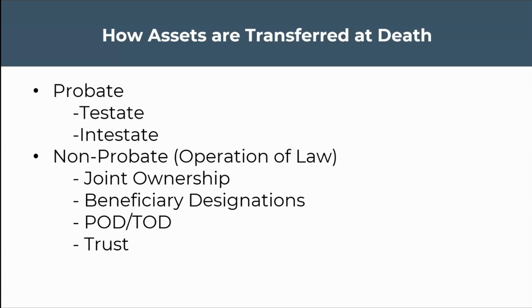So you die with a will, it's testate. Without a will, it's intestate. Testate, your will governs where your probate assets go. Intestate, without a will, state law governs where it goes. If something is non-probate, it goes automatically to, say, the joint owner or the designated beneficiary, or if it's in a trust, it goes pursuant to the terms of those trusts. If you have POD, payable on death, or transfer on death designations, then it'll go, obviously, subject to those.